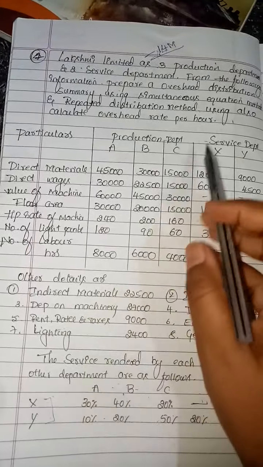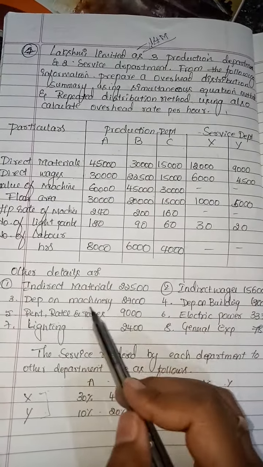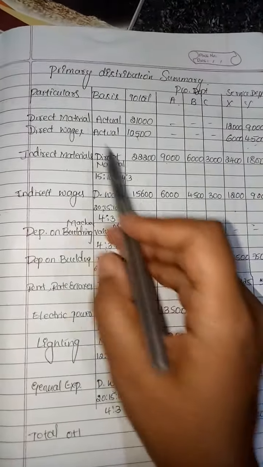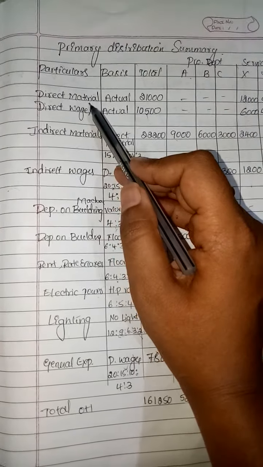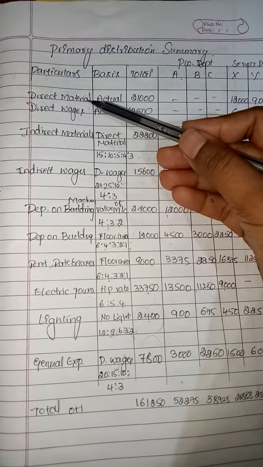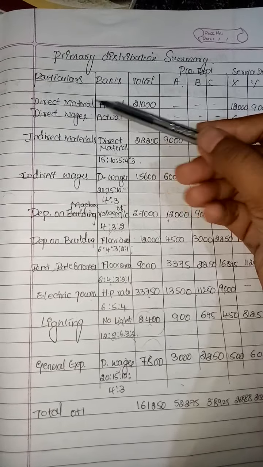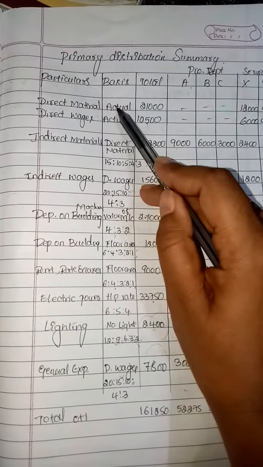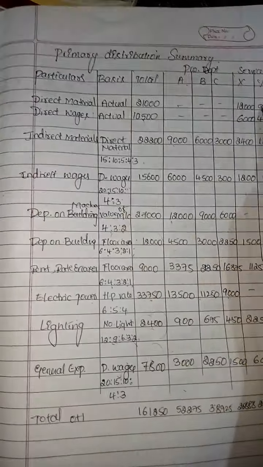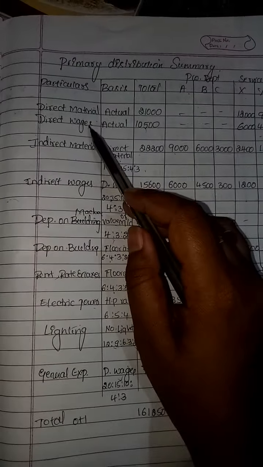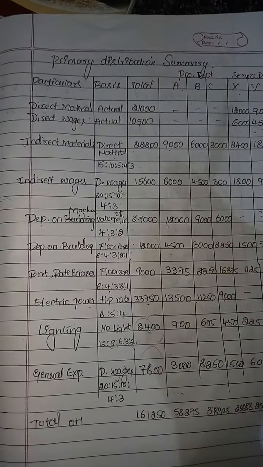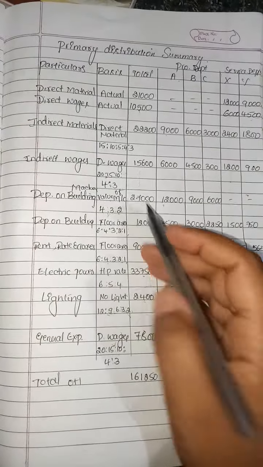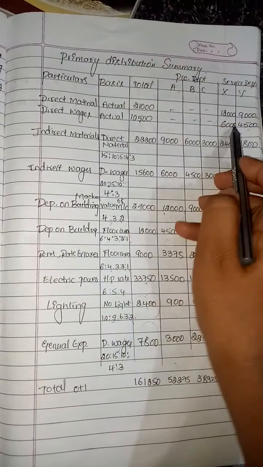Now we need to prepare the primary distribution summary, taking the indirect expenses along with their bases. First, we need to identify any direct expenses mentioned in the problem. If they are mentioned for the service departments in the question, we need to take the actual value of all the direct expenses for the service departments as well. Here they mention direct material and direct wages. We need to take the actual value for all the departments.